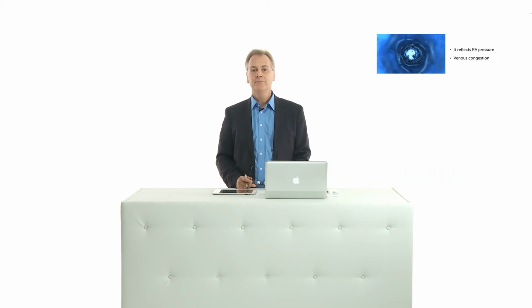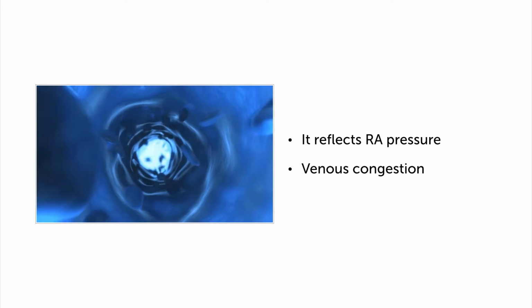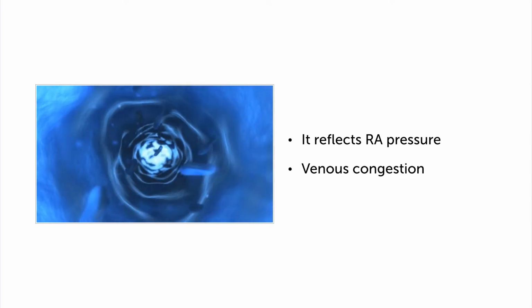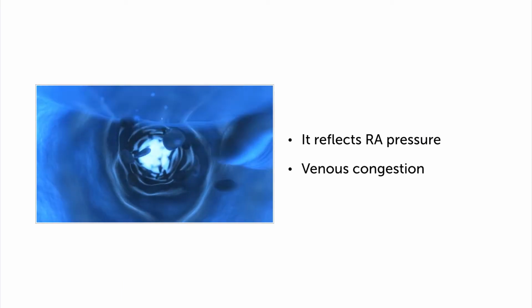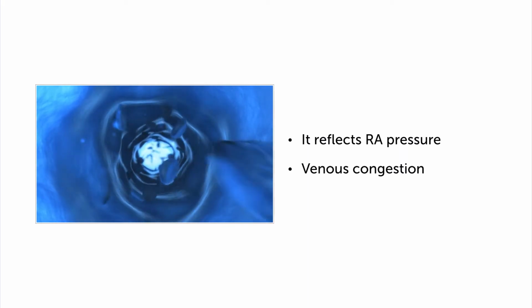The inferior vena cava is an important structure because it reflects the right atrial pressure and it allows us to look at the blood flow that comes from the body back to the heart. And therefore we are able to detect venous congestion.